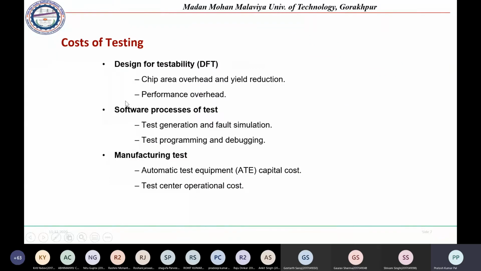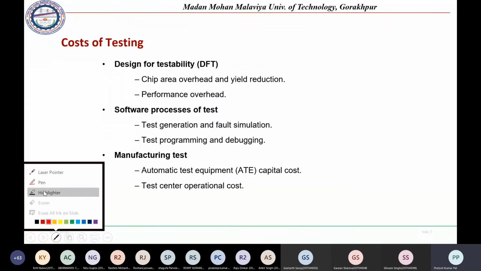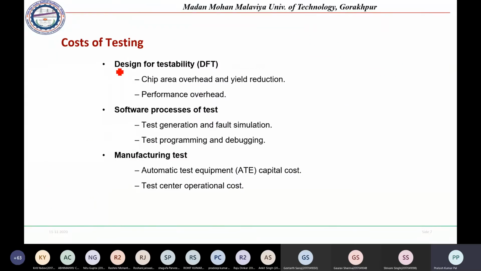Now the cost of testing. The cost of testing is basically incurred by design for testability: the chip area overhead and the yield reduction that happen while performing the testing. And there will be an extra overhead on the performance. So this design for testability will be one of the costs that we incur while testing.